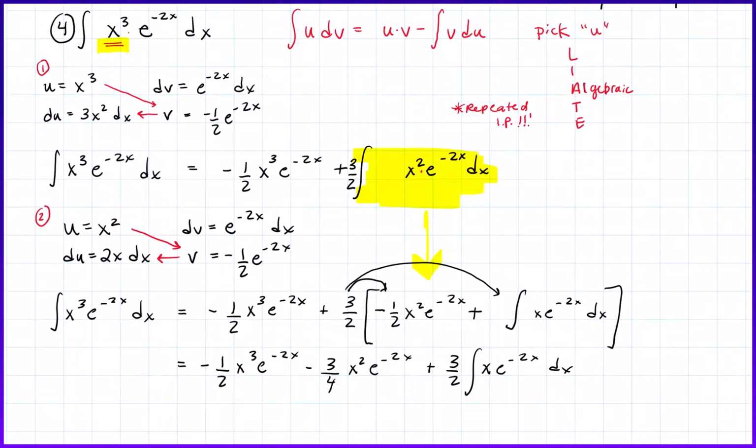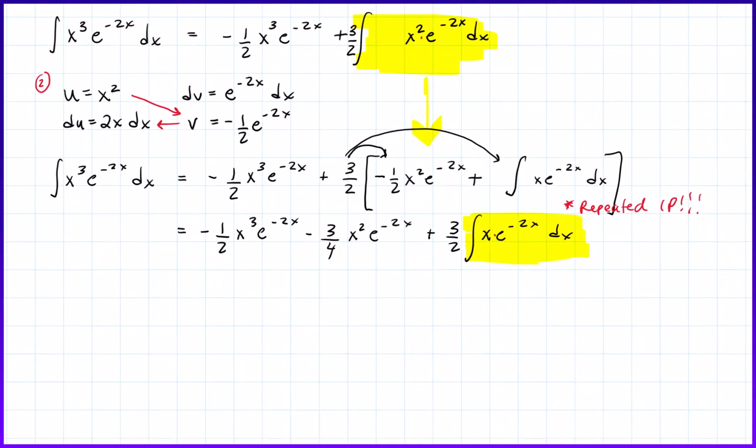At each step, but I do want you to notice that this integral, we need to repeat integration by parts again because we have reduced that x cubed down to just an x on this integral, but it has not gone away. So we need to repeat integration by parts again. We're going to go for round 3.